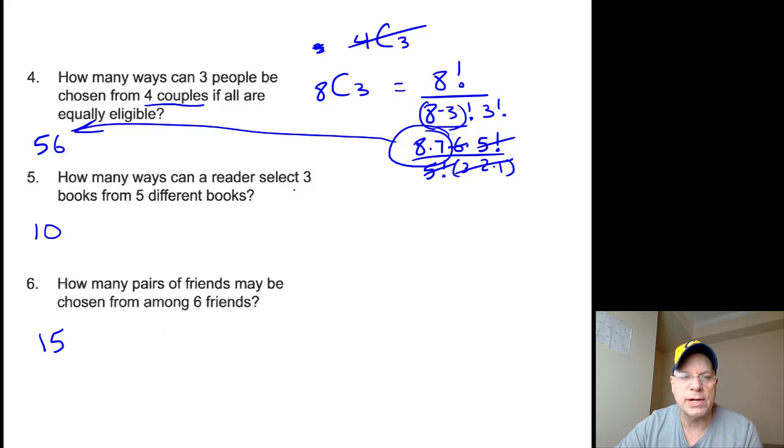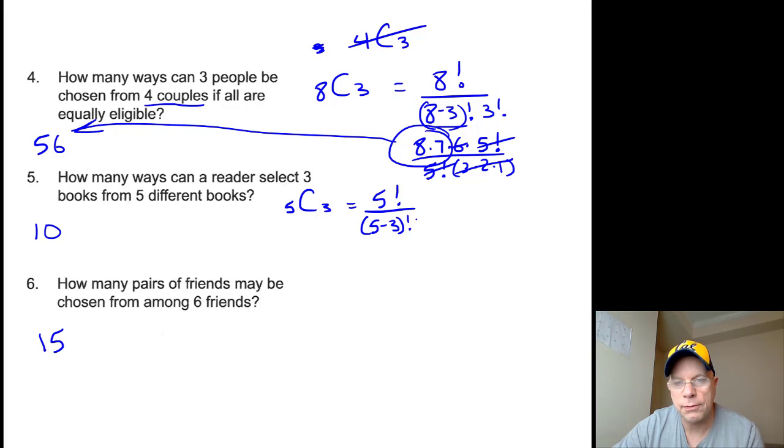How many ways can a reader select 3 books from 5 different books? So the order of the 3 books will not matter. Books A, B, C is the same selection as books B, A, C. I've got 5 things to choose from, and I'm selecting 3 of them. It's 5 factorial over 5 minus 3 factorial, 3 factorial.